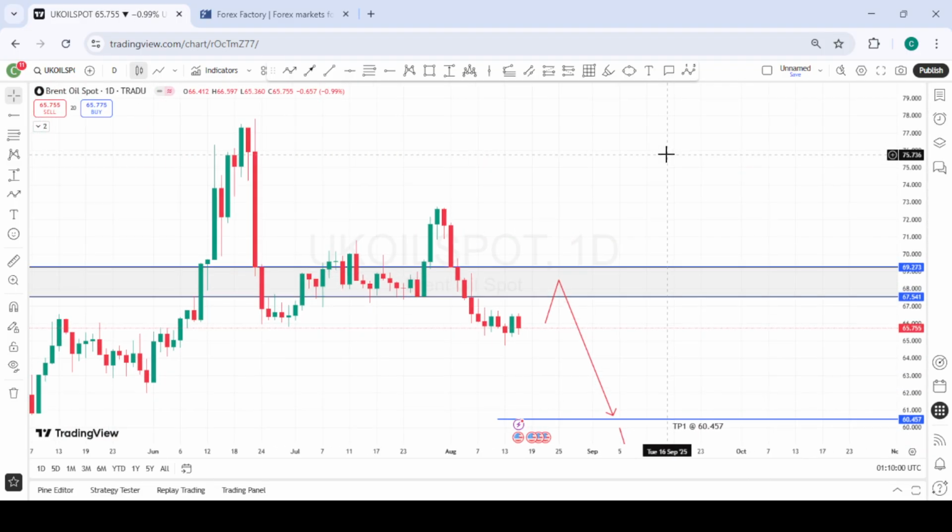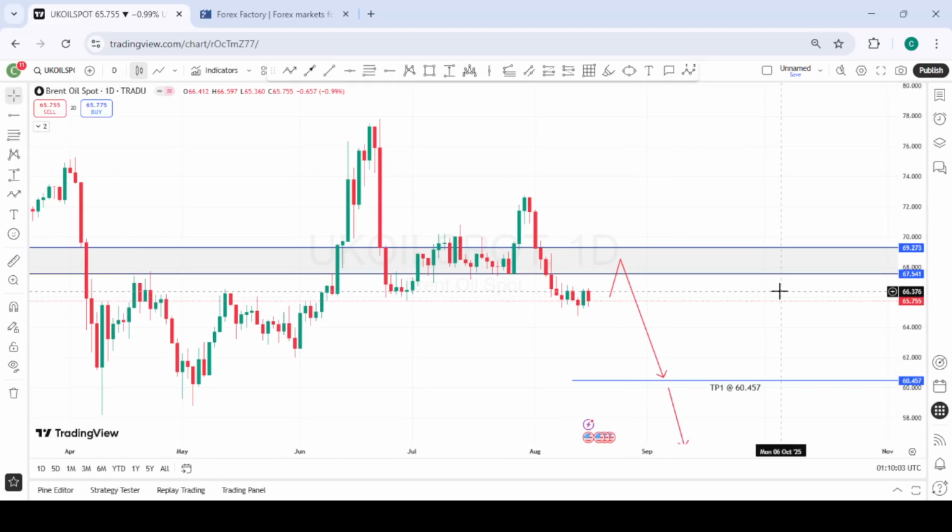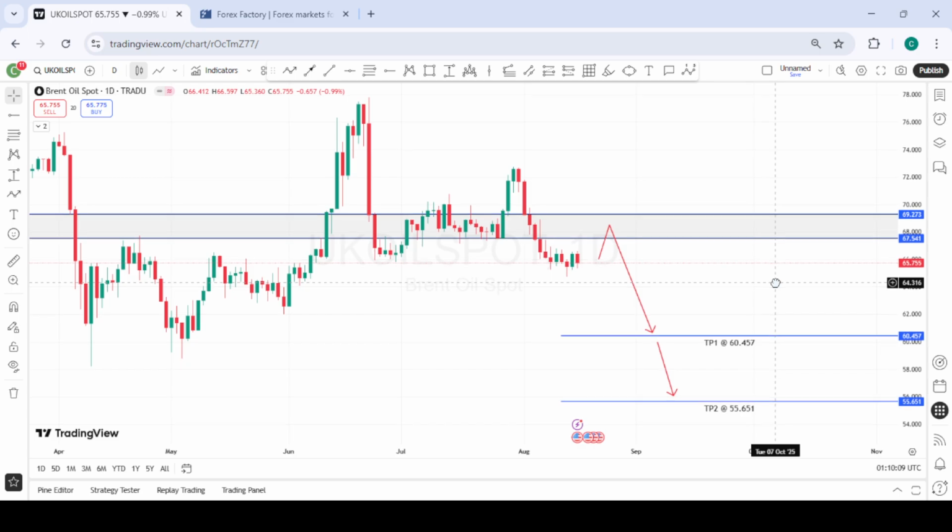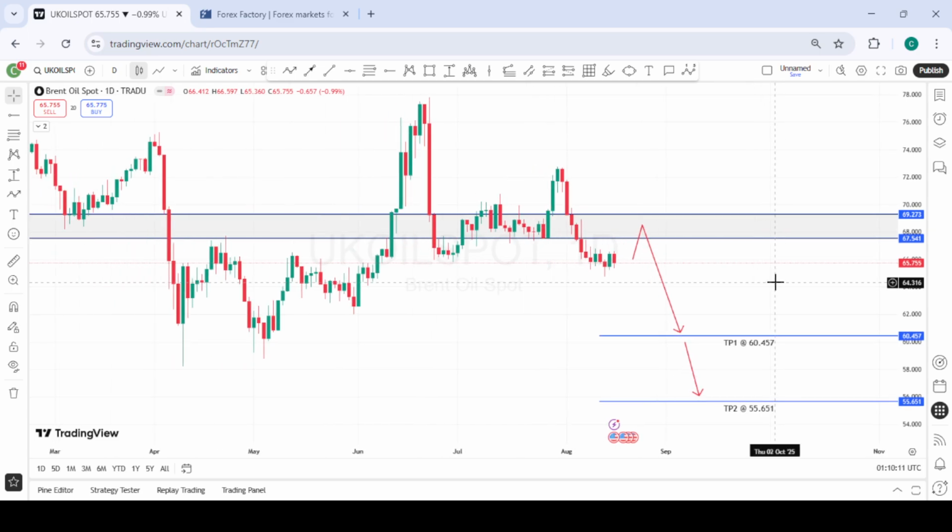UK oil. We're looking forward to this setup from last week. We're expecting price to pull back to this area of interest and give us selling opportunities to the downside, but price never made its way there. So we'll still look out for this trade or this setup for the coming week.